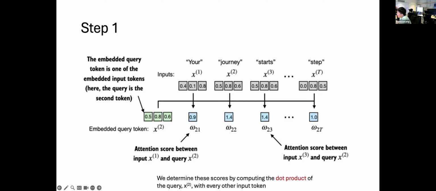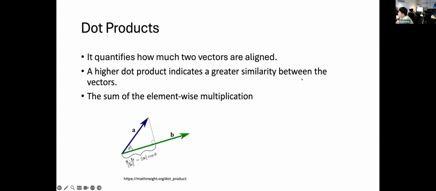A quick review of the dot product. It quantifies how much two vectors are aligned. It represents the similarity between two vectors. A higher dot product indicates a greater similarity between the vectors. Mathematically, it is the sum of the element-wise multiplications of 1D tensors.